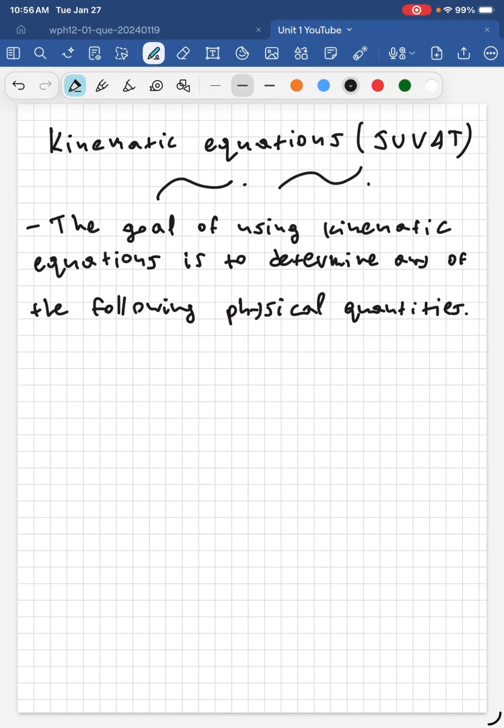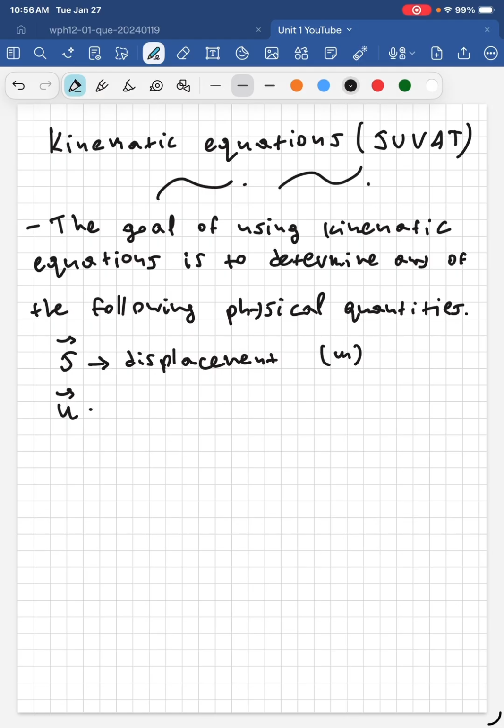So the first one is S. Okay, it's a vector quantity and it's displacement, measured in meters. Okay, the displacement is a vector quantity because it also tells you the direction, like you also need to specify the position. Okay, U. I'm gonna actually spell out what SUVAT stands for.